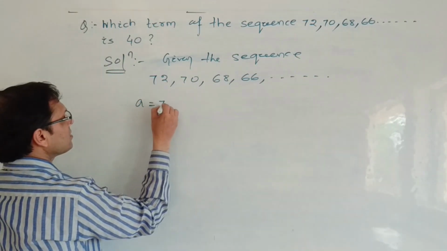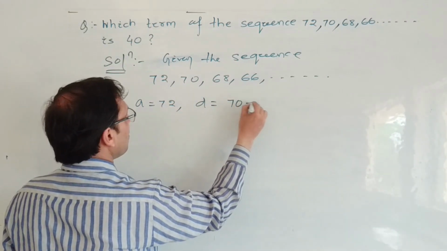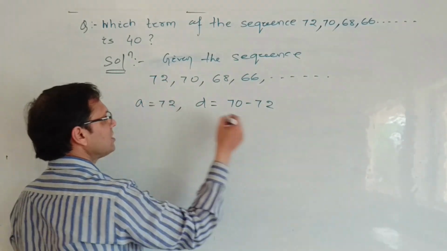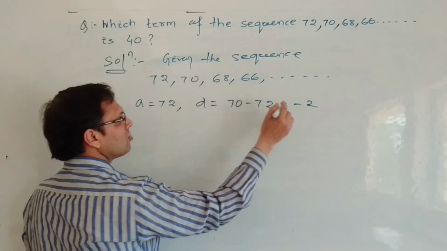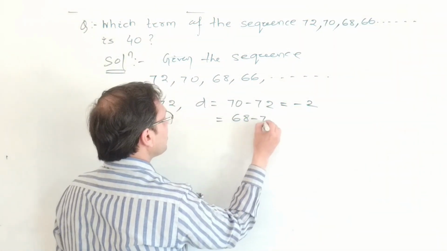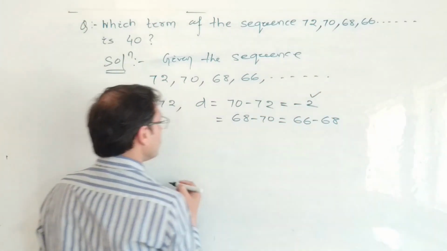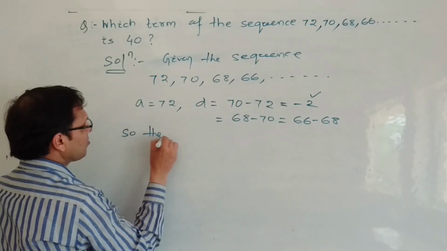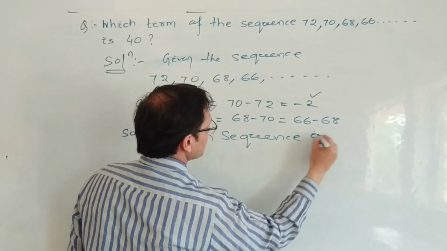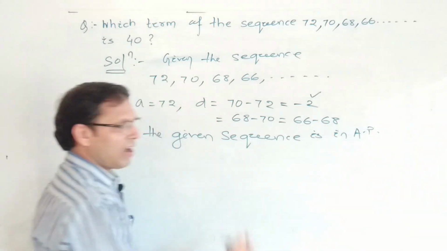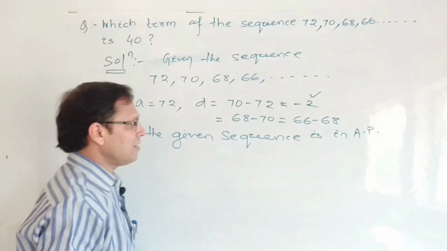Here A is equal to 72 and D is equal to 70 minus 72, that is T2 minus T1, so that is minus 2. Also 68 minus 70, and 66 minus 68. They are all equal to minus 2. So the given sequence is in AP. You can find first what is the common difference. If constant, then the given sequence is in AP.